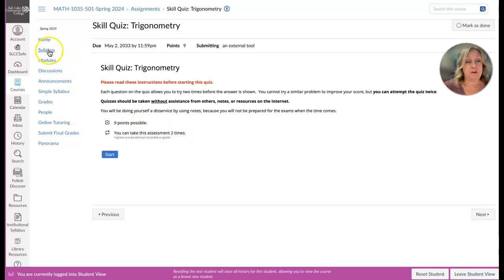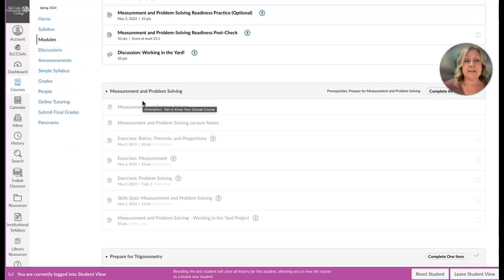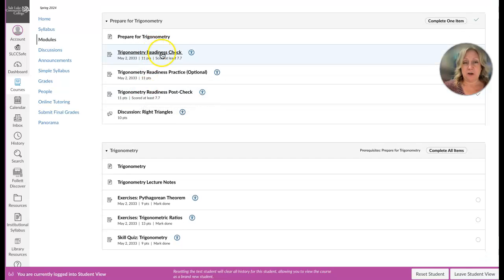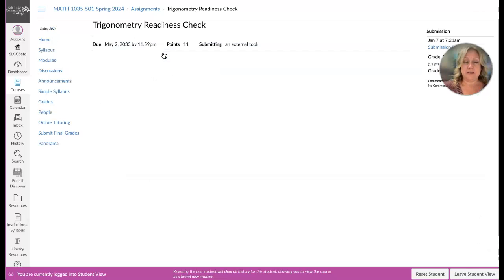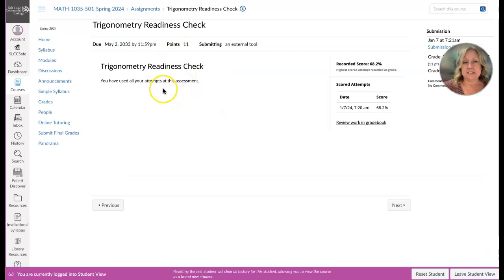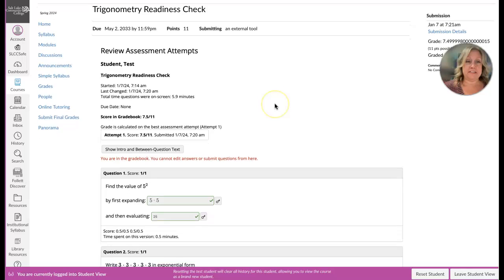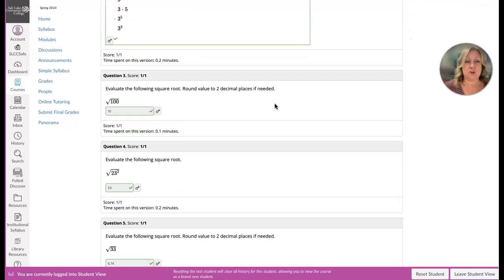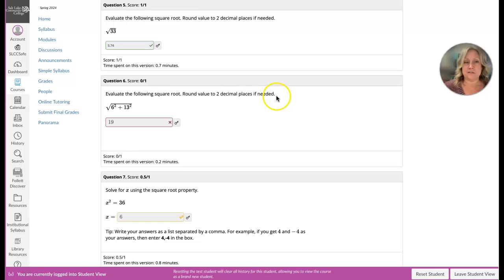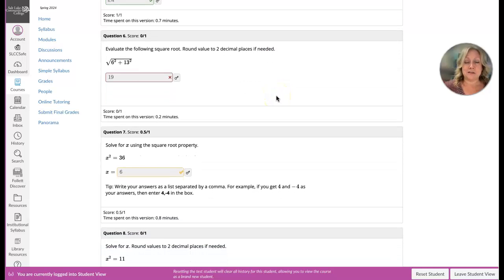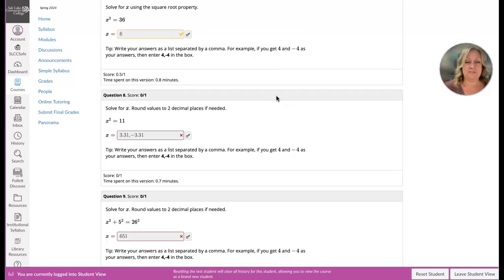Let me go back to the modules here. So again, if I go back to where that readiness check was, let me click on this. And you can see that I already did this assignment. If I want to know how I did on it, I click on that button there to see how I did. And then I can look at each of the questions. Now, I missed some of these on purpose just to be able to show you what happens if you don't get them right.